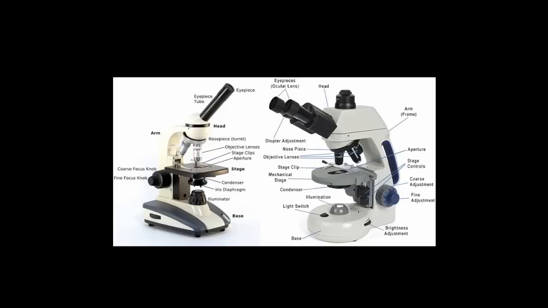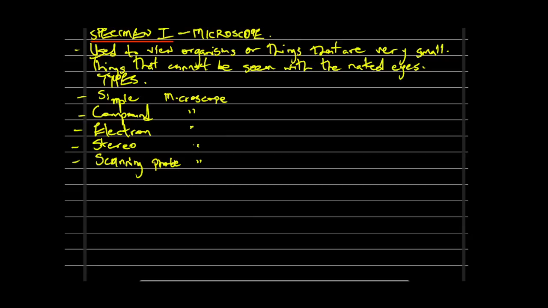But for this particular type of microscope, it is using illumination, that is light from a light source. So the light goes straight into the aperture of the microscope. So that is what the microscope is about. So how do we make use of the microscope?